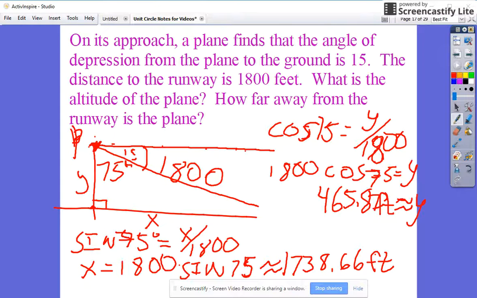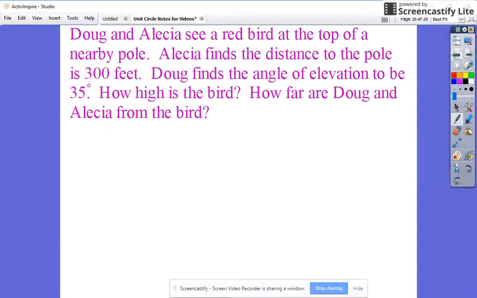All right. Now let's compare that against this one. This is the angle of elevation. Right there it says angle of elevation, right? So Doug and Alicia here see a red bird. Now, they must be bird watchers, right? And they see it on a nearby pole.